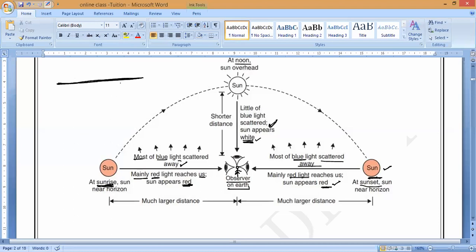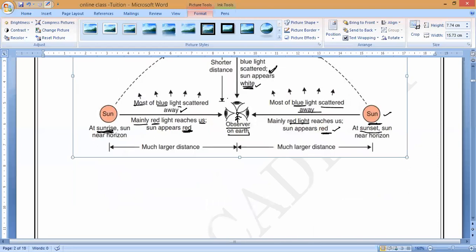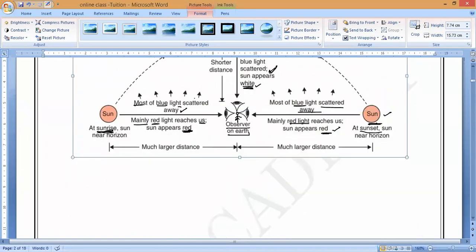The sun is near the horizon, and the sunlight has to travel a greater distance. The sunlight needs to travel what? Greater distance through the atmosphere. Understand, guys? As we know, before it reaches our eyes, it is traveling a lot of distance. So that is why, at each and every point, a lot of blue light is scattered away.